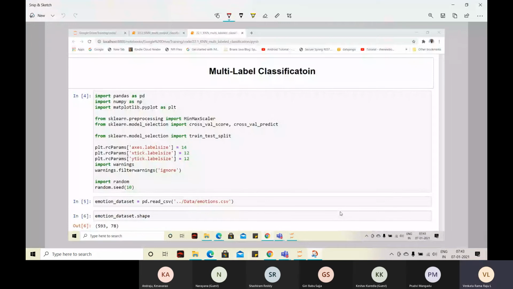Give me one second. I forgot to correct this.